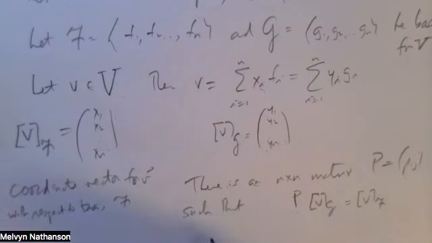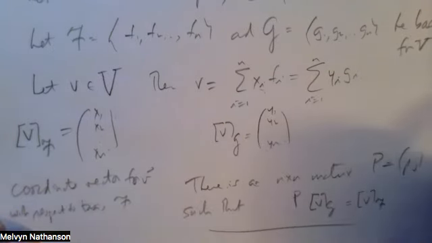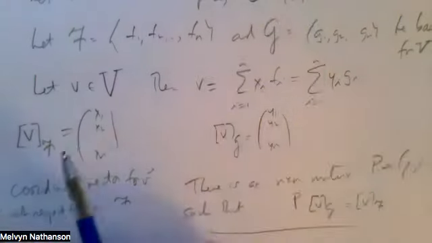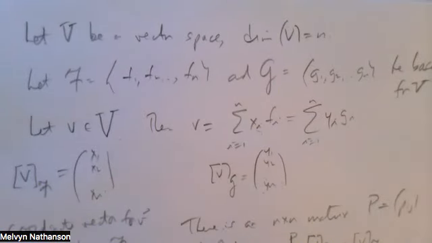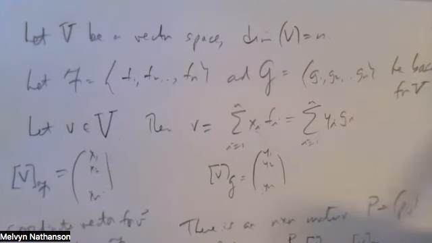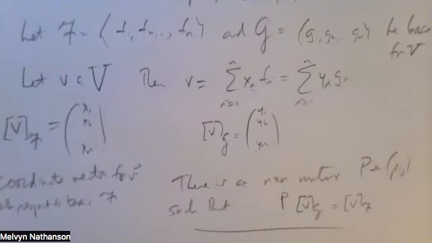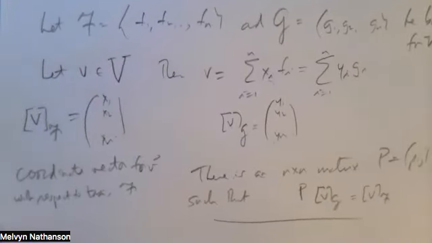So let's see why and how this looks. Again, this is the important thing. You have a vector space of dimension n. You have two different bases, F and G, for that vector space. You have a coordinate vector for every vector with respect to a basis. So for each of these bases, you have two different coordinate vectors. And you can move from one coordinate vector to the other by multiplying by this change of basis matrix P. That's what I want to show.